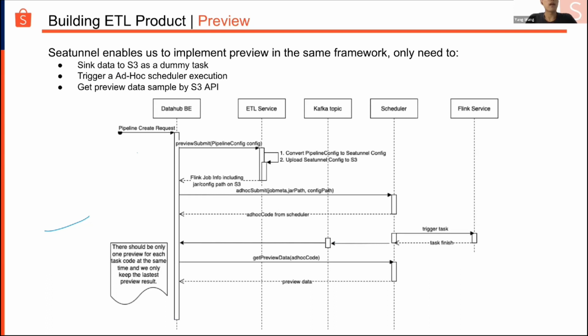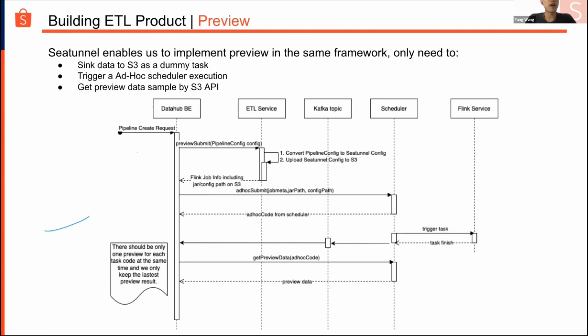One of the highlights that shows the advantage of SeaTunnel is the preview function. It also contains the main logic of our system. Preview provides users the ability to view intermediate results. There will be two interfaces between Data Hub and ETL in the preview feature.